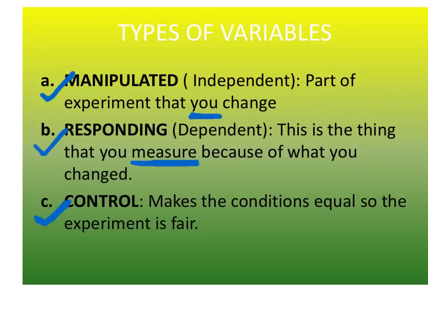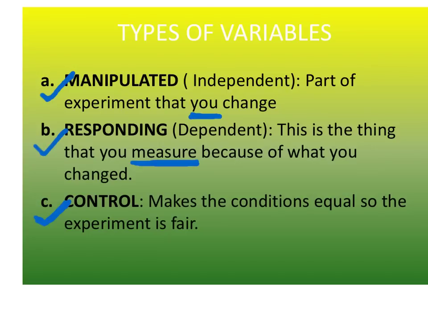For example, again going back to our plant example, what are the conditions that should be the same for both the plants so it's a fair experiment? Some of the control variables that come straight to my head as I'm thinking about this experiment are the type of soil. I will use the same type of soil for both the plants.